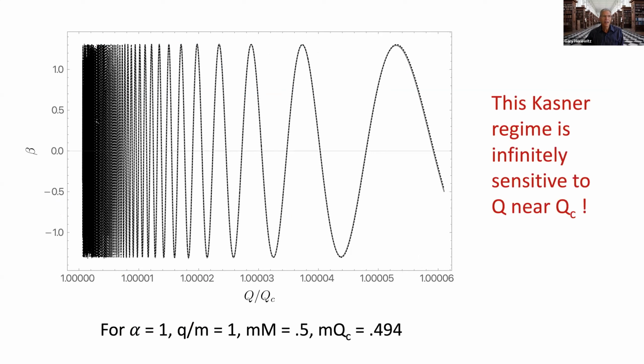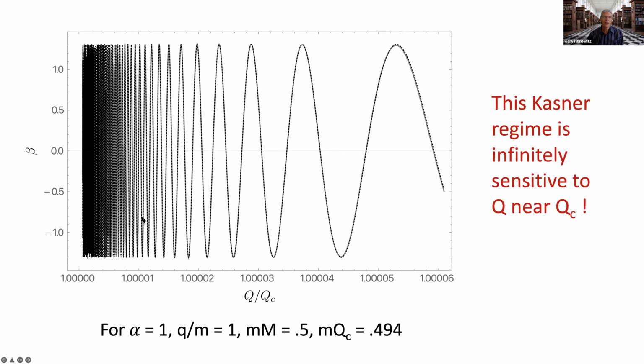This is a plot of that parameter beta, which is telling us which Kasner epoch we're in, which Kasner solution we're approaching, as a function of the charge on the black hole. This is q divided by the critical charge for the onset of the instability. And you can see the tiny, tiny changes. This is changing the charge by 1 part in 10 to the 5.